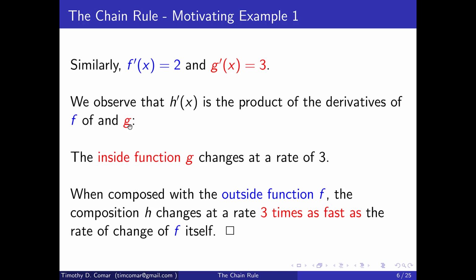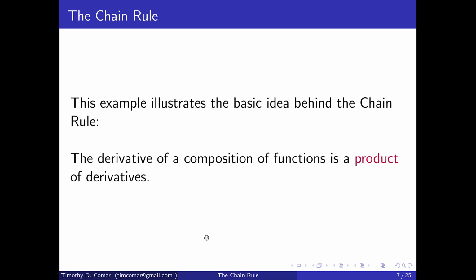So here's what we just noticed over here. The inside function g changes at a rate of 3. When composed with the outside function f, the composition h changes at a rate 3 times as fast as the rate of change of f itself. So this example that we just discussed illustrates the basic idea behind the chain rule. The derivative of the composition of functions is a product of derivatives.